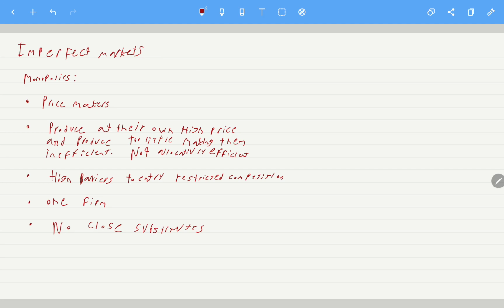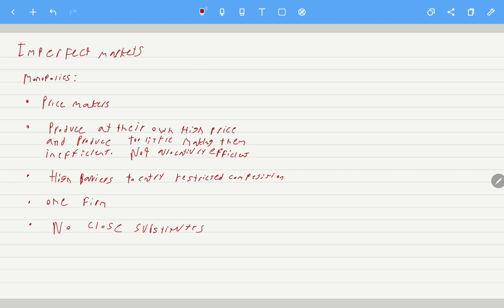Monopolies are a single firm. They are price makers. That means they make their own price and they produce at their own high price and produce too little, making them inefficient. That means they're not allocatively efficient. They also have high barriers to entry, which restrict their competition. Their products also have no close substitutes as they are only pitching one product.